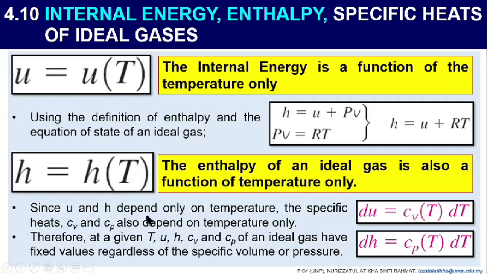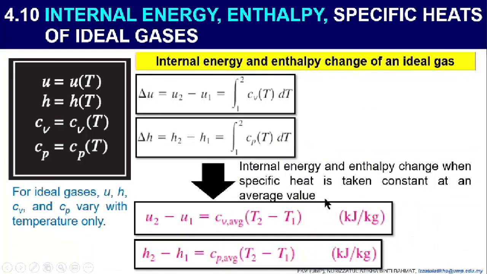Since U and H depend only on temperature, the specific heats, CV and CP, also depend on temperature only, as stated in this equation. Therefore, at a given T, U, H, CV and CP of an ideal gas have fixed values regardless of the specific volume or pressure. So the internal energy and enthalpy change of an ideal gas can be calculated using this equation: delta U, delta H, the changes in internal energy and enthalpy.